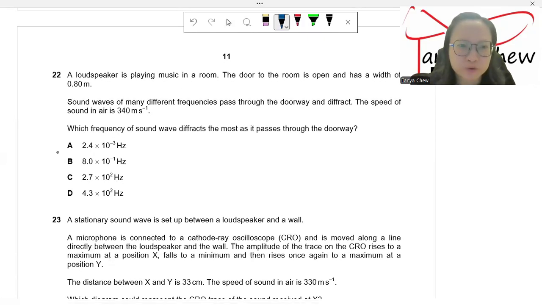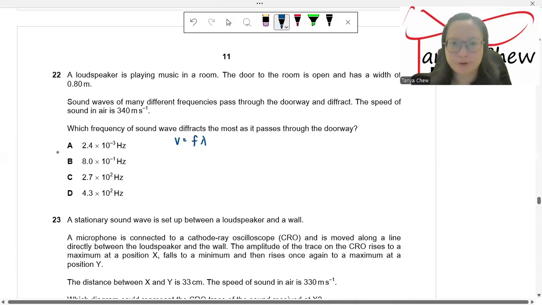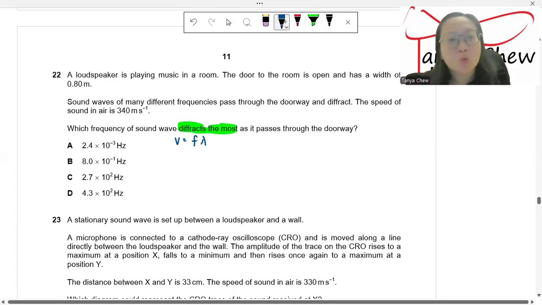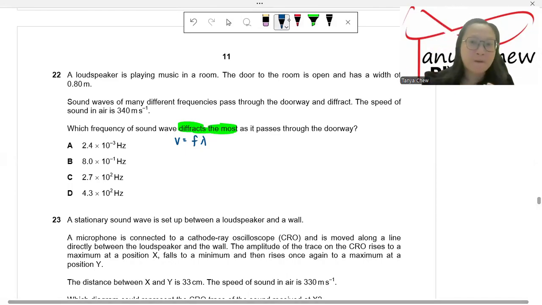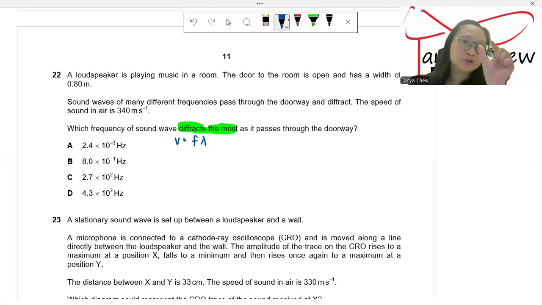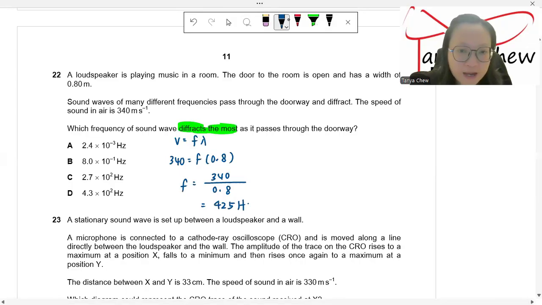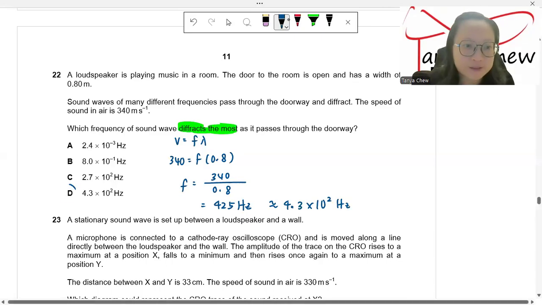Now I'm going to use v = fλ, the equation of wave speed. For the maximum diffraction to occur, the wavelength of the wave must be equivalent to the gap of the opening. So that is why the wavelength must be 0.8. Now I sub in 340 = f × 0.8. f = 340 divided by 0.8, and you get 425 hertz, or you round it off to become 4.3 × 10² hertz. This is D.